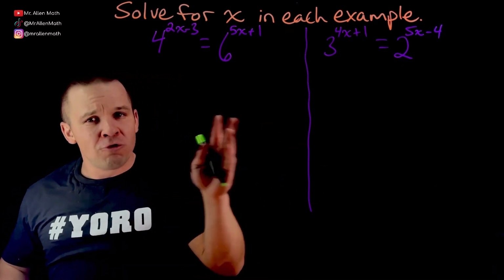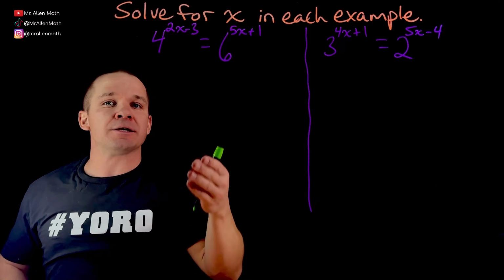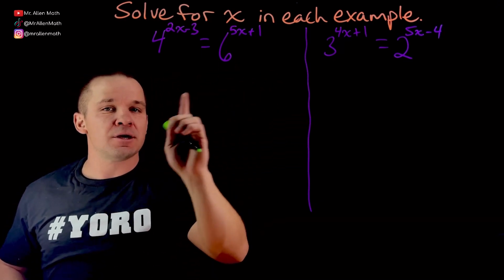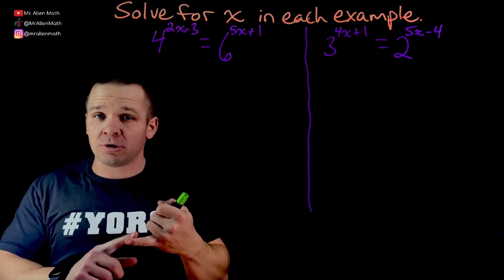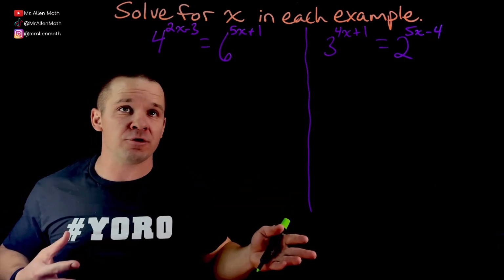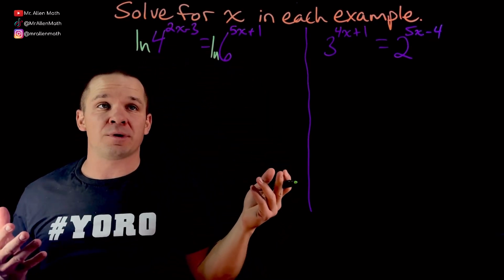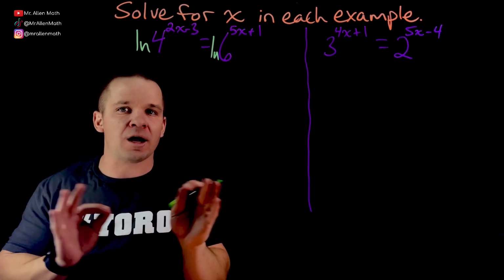Normally, if I had 4 to some power and maybe 8 to some power, I'd write it as 2 to some power. But we can't do that here with 4 and 6. So what we're going to do is take the log on both sides. You could use natural log, log base 10, log base whatever you want. I'm going to go with natural log just because it's 2 letters rather than 3 letters. So there we go. I took the log on both sides.